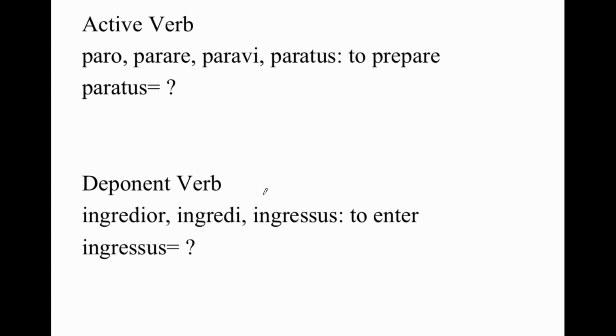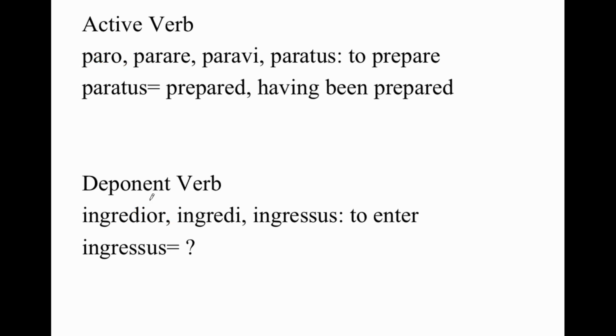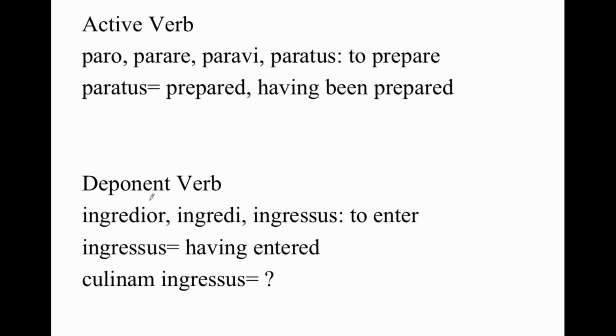First of all, how do you know it's active? You know, I should have taken these away, right? I mean, I'm telling you right here it's active deponent. But I want you to know it's an O, that's active. OR, it's deponent. So how do you translate them? Paratus, prepared, having been prepared. Ingressus, having entered. Culinam ingressus, having entered the kitchen.